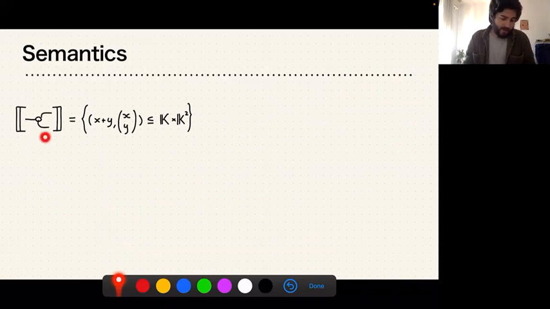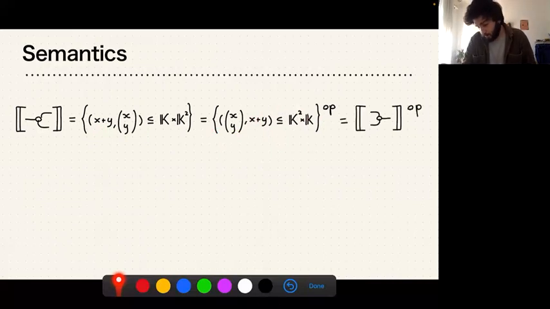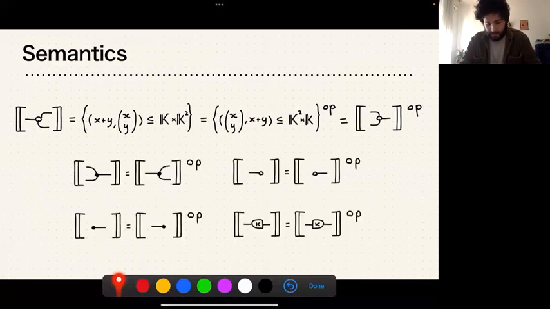For example, one of them is this one, which is the addition reflected. And this is also in the semantics, because its semantics is the relation between x plus y on the left and x, y on the right. So it's basically the opposite relation of this relation here, which turns out to be the semantics of the original version of the adder. And this holds for all the mirrored diagrams, that their semantics is the opposite of their original version, let's say.